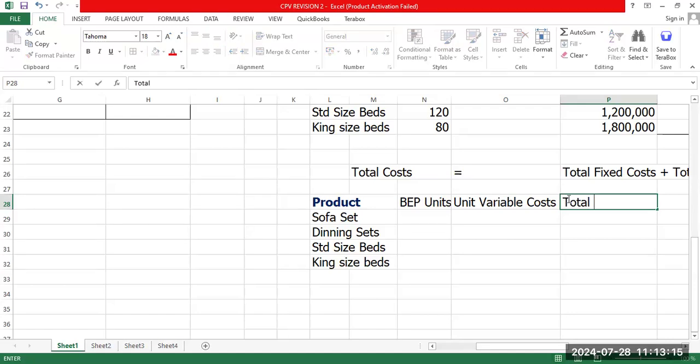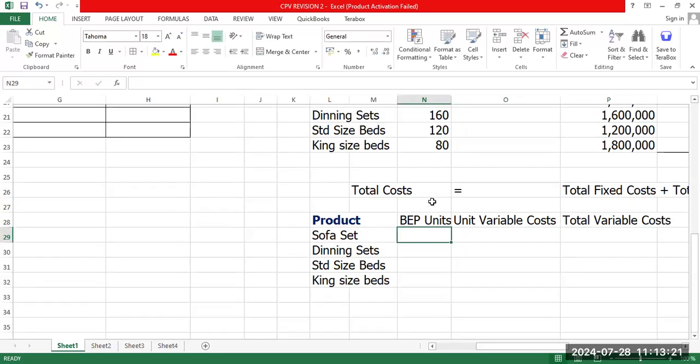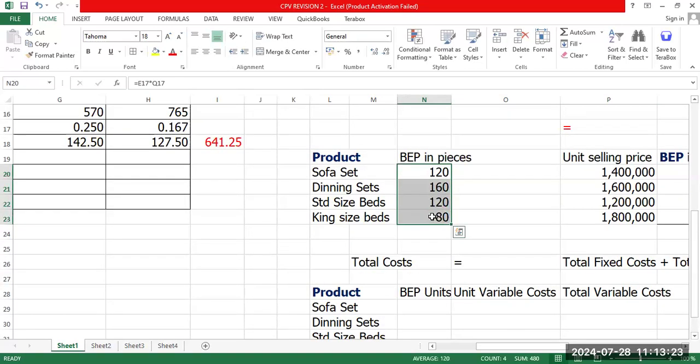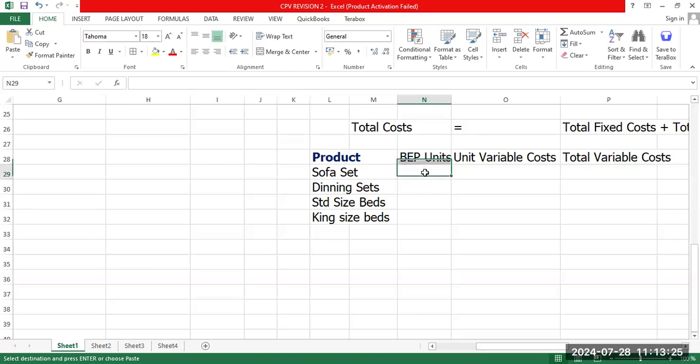Total variable costs. So what is my break-even point in units? These are my break-even point in units. I just put them here.